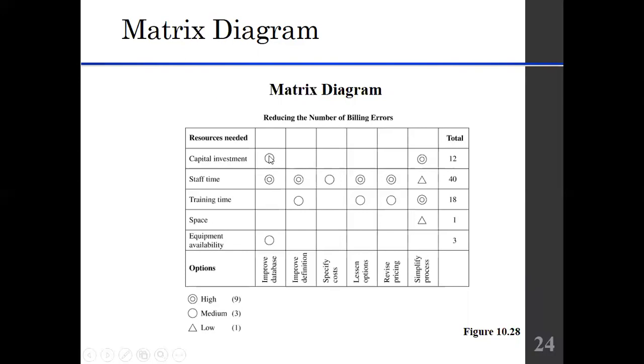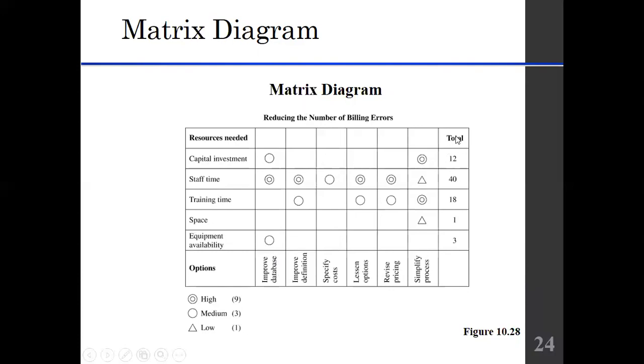The capital investment: this single circle in this box means that the capital investment for the improved database is low. But for staff time, the staff time is very important for improving the database, or improving the database needs more time of the staff. So this is the way you can construct and interpret this matrix diagram.